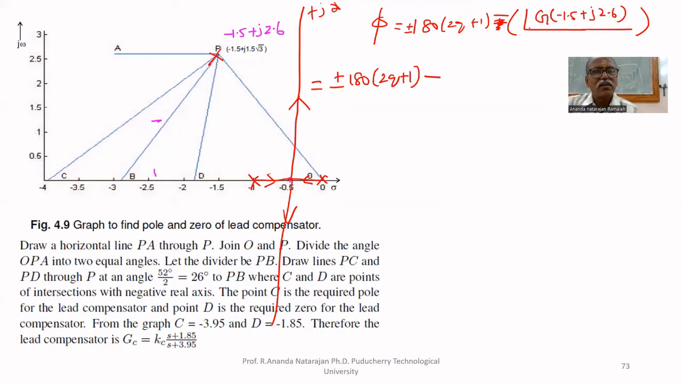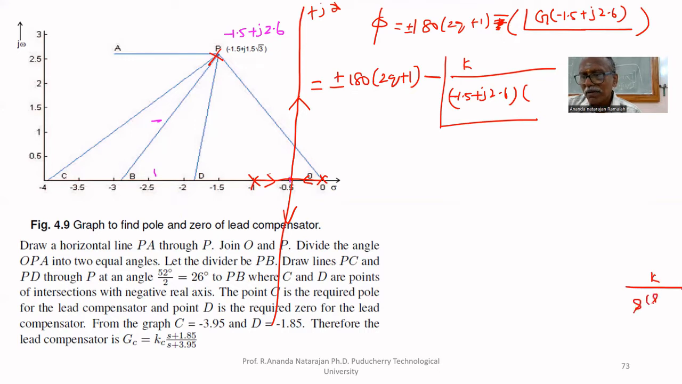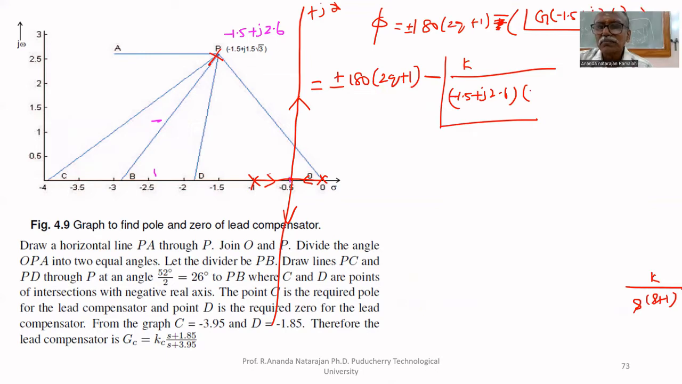This angle is already available. The remaining angle we have to find at this point. What is the balance angle that we have to find? So we have to substitute in G. What you will get? K as such you will get. Angle of K as such you will get. In place of S, we have to substitute minus 1.5 plus j 2.6. What is the transfer function? K divided by S multiplied by S plus 1. In place of S plus 1, we have to substitute minus 1.5 plus j 2.6 plus 1.